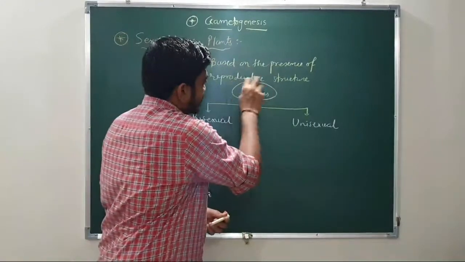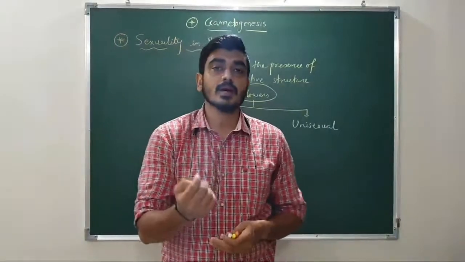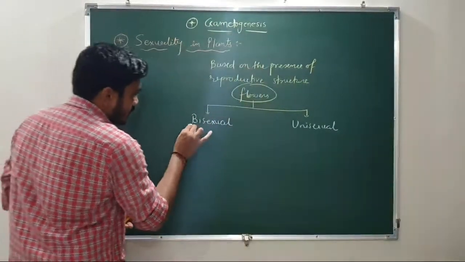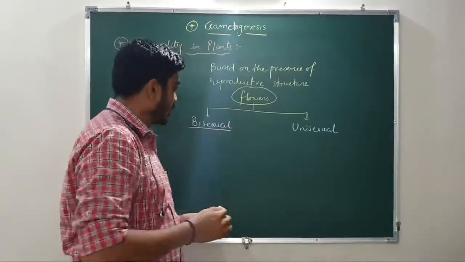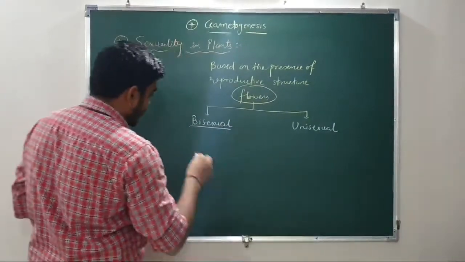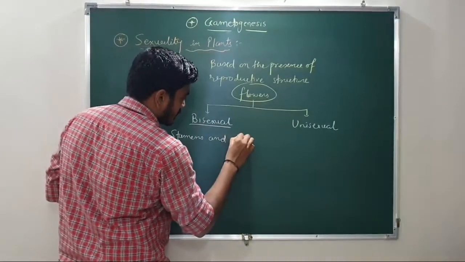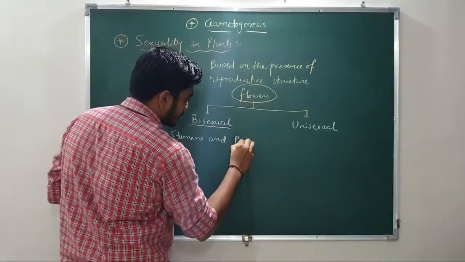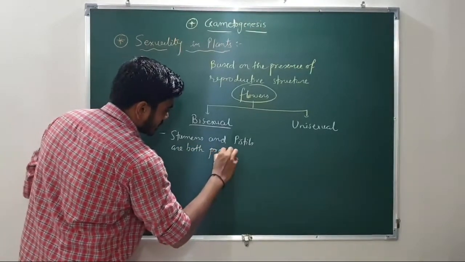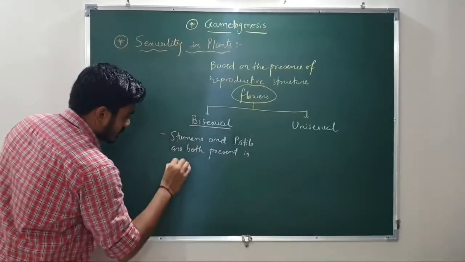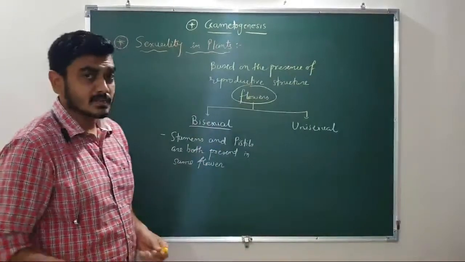Right? Now, when we consider these reproductive structures, the male reproductive structure is known as the stamen and the female reproductive structure is represented by the pistil or carpel. So if both structures, that means stamen and carpel, are present in the same flower, then those flowers are known as bisexual flowers. That means stamens and carpels, or pistils, are both present in the same flower, then that flower is known as a bisexual flower.